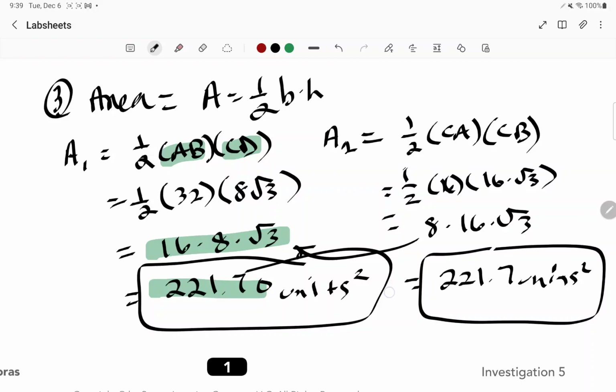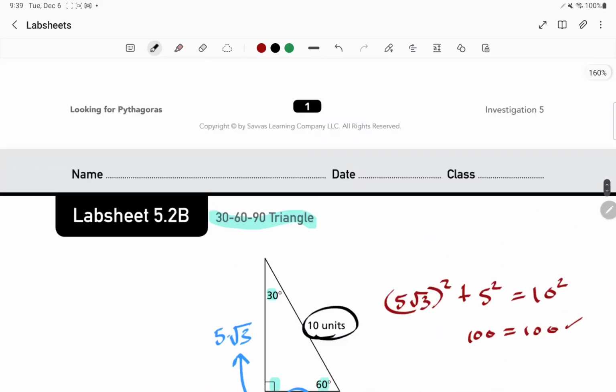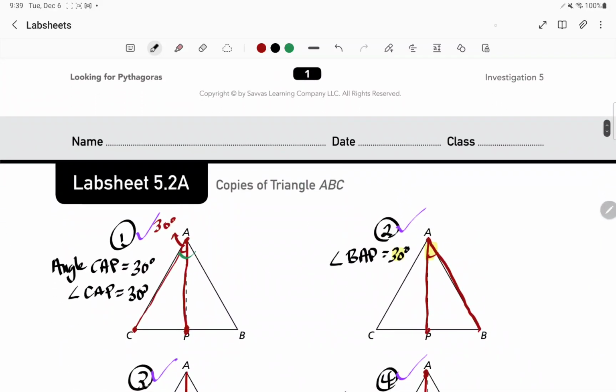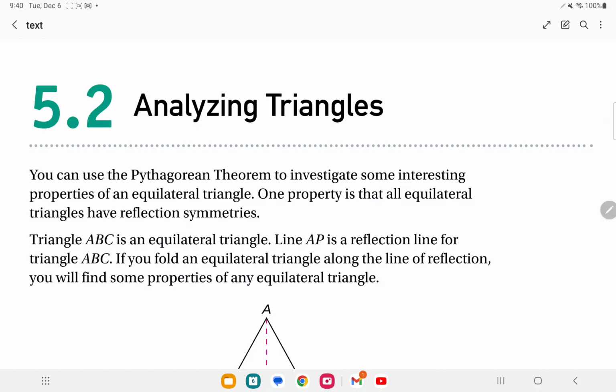All right, so this is a long video, but there's a lot of good stuff in here. And that is it for 5.2, Analyzing Triangles. And the Did You Know at the end of this about the scarecrow is kind of interesting. So take a look at that and tell me what you think.